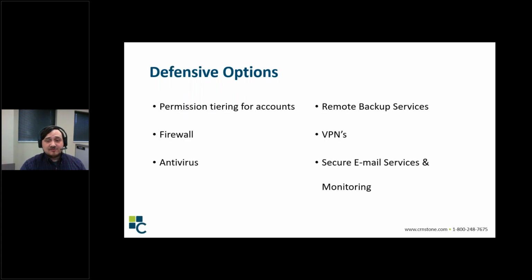Now, that being said, there's also some software options that you've got as far as defense goes, as well as some general best practice. We're going to start with permission tiering because I feel like that's what I mentioned the most, and it's probably something that's kind of foreign to people who aren't in IT. After that, we're going to talk about some other different software options, including firewalls and antivirus, what the differences are, and the differences in uses between VPNs, remote backup services, and email monitoring services.